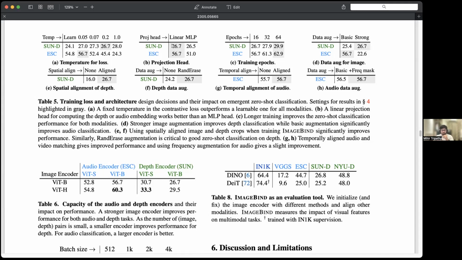The linear projection head is used, and they've also experimented with an MLP, but the linear projection works better than an MLP.